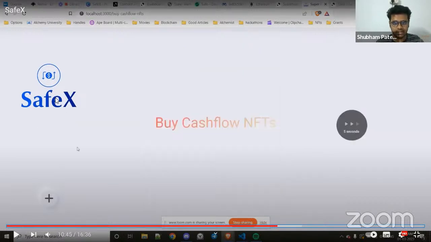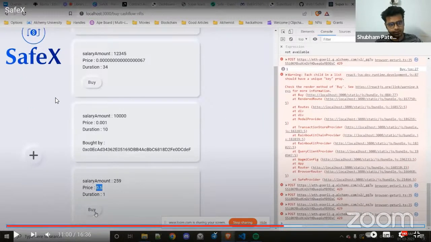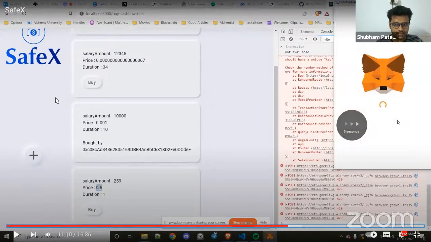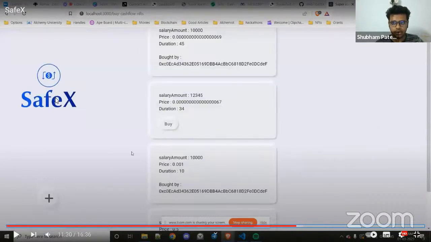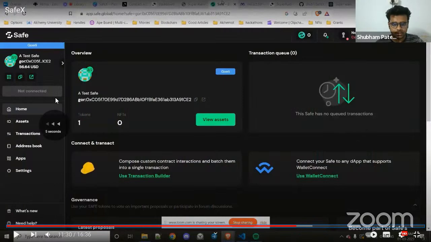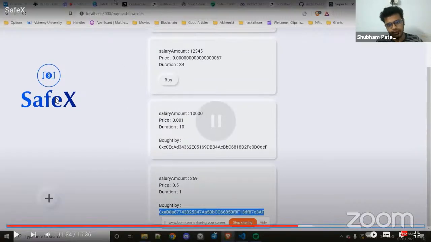I'll just sign it, and we are storing it on a smart contract. This is the page in which all the salary streams will be displayed. As you can see, the recent one is ours, that is 259 with price 0.5 and duration of 1 month. I can buy it, and then it will also be marked as bought on this page. As we can see, the bond, or the card, which was created now has the address of the person who bought that salary stream.